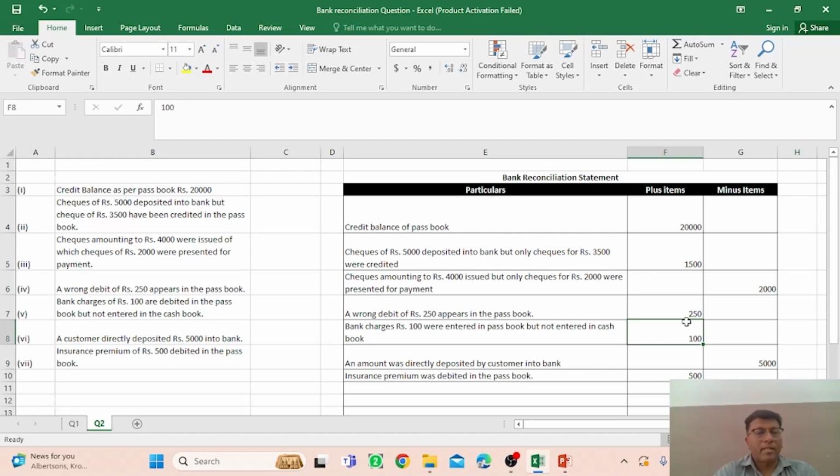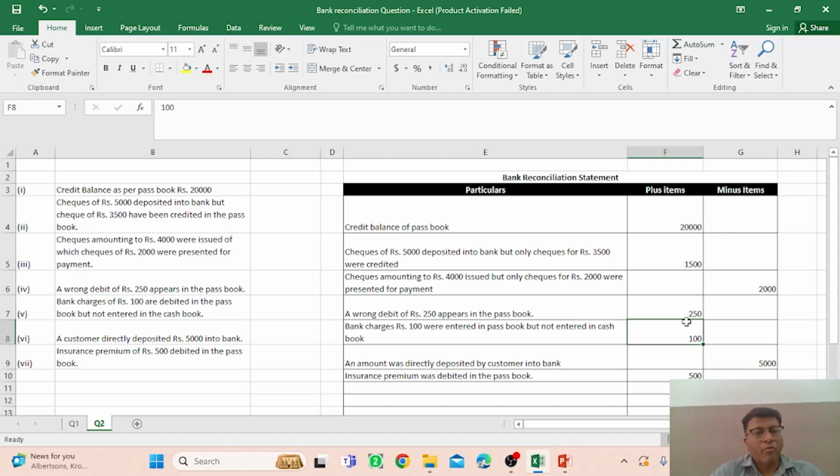So you reduce that 4,000 rupees, but exactly what happened, only 2,000 were presented for payment. So the bank balance is more, in comparison the cash book balance is less, right? So we have to make this transaction in the minus items. Okay, so we should check another transaction also.